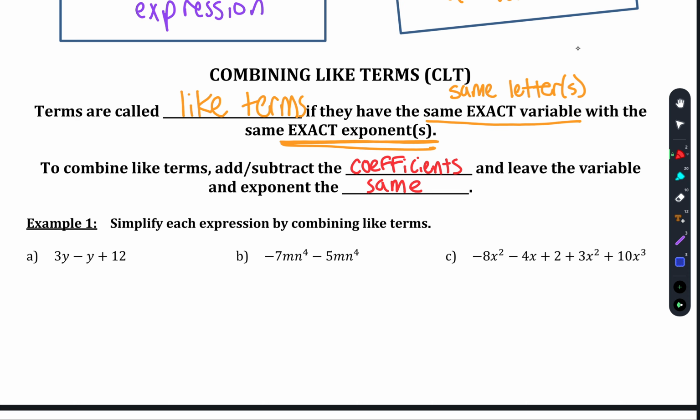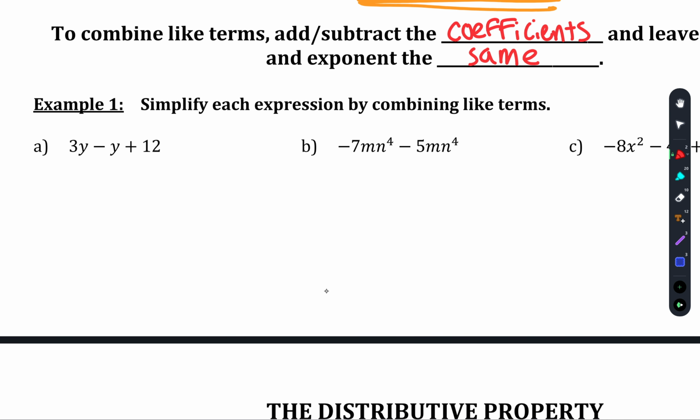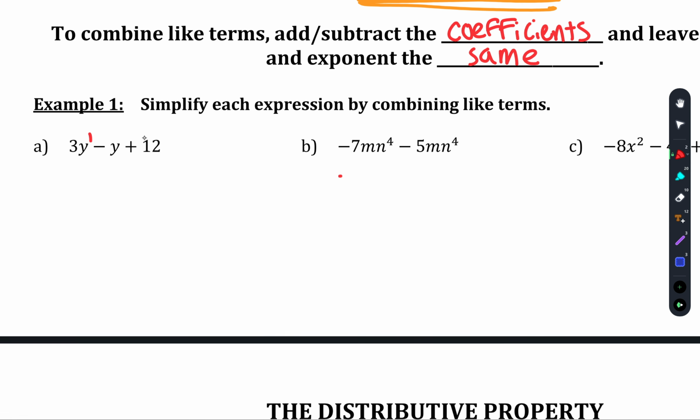So very straightforward here. If I look at my example in letter A, I have 3y minus y plus 12. Like we just said, those y's have an exponent of 1 on each of those. They are the same letter, so we can combine them. We combine them by adding up their coefficients. What is the coefficient for that y right in the middle here?